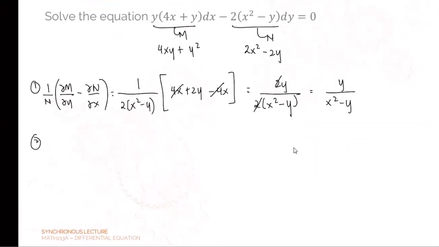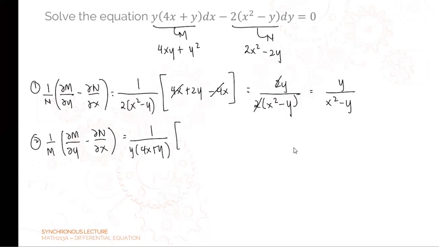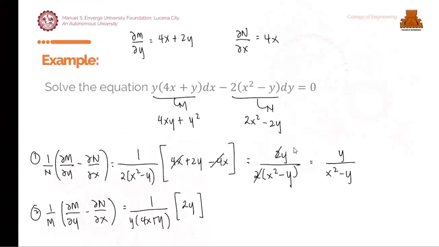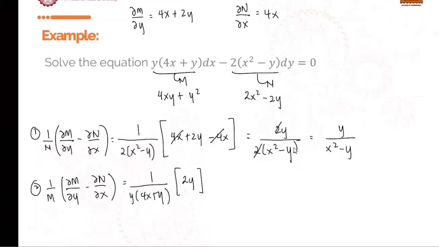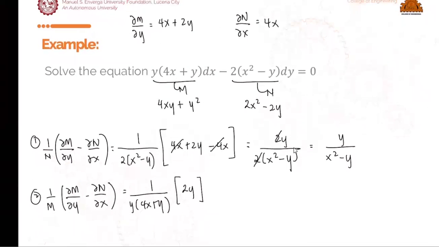So therefore, hindi applicable yung first equation natin. So we try yung second equation. So 1 over m times partial of m, partial of y minus partial of n, partial of x is equals to 1 over, so y times 4x plus y. We have, same lang yung value, no? So magiging 2y na lang to. Okay. Okay, tama ba? Okay, let me check. So 4x, okay. 4x plus 2y minus, okay. Ah, sige. Ibalikan natin to dito.